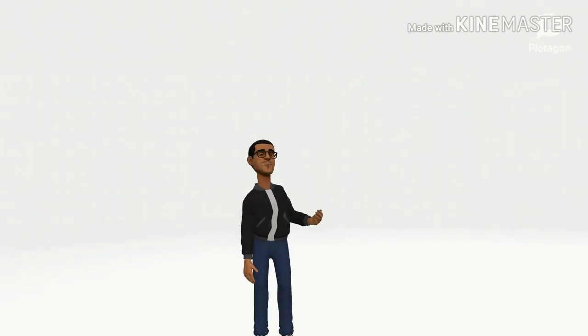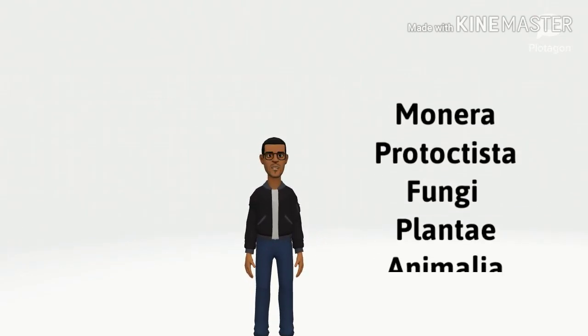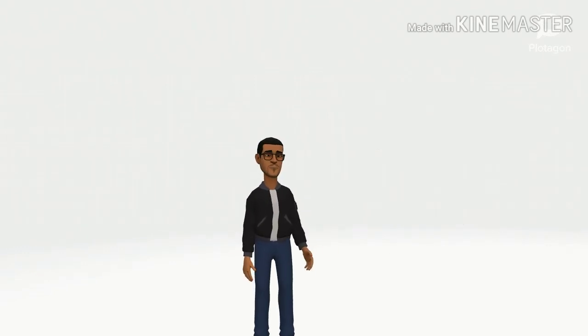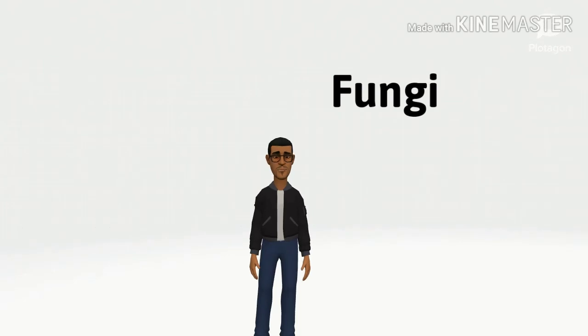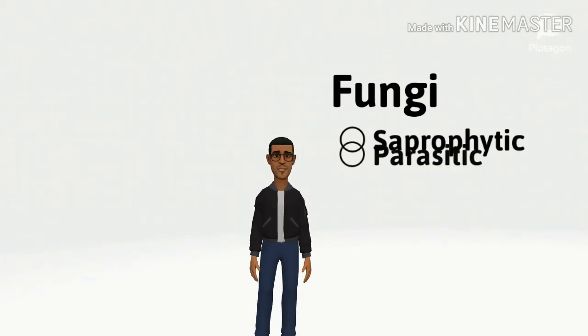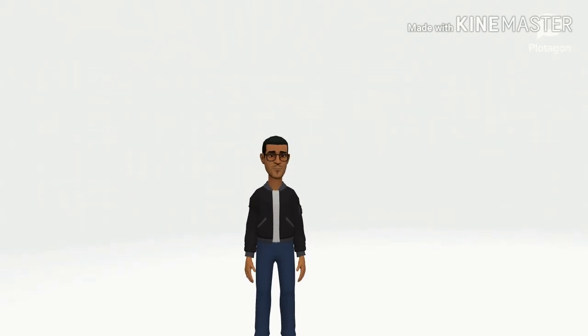Now, the kingdom. The kingdom is classified into 5 levels: the Monera, Protoctista, Fungi, Plantae, and Animalia. The kingdom Fungi consists of organisms that lack chlorophyll. Some of them are saprophytic, that is to say that they absorb dissolved organic material, while others are parasitic, that is to say that they depend on other organisms to find food.